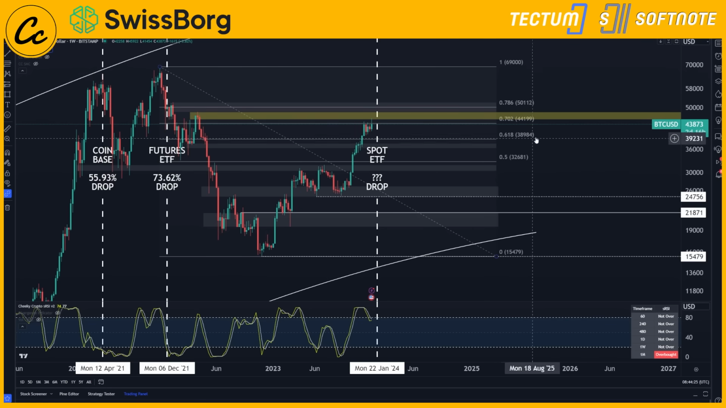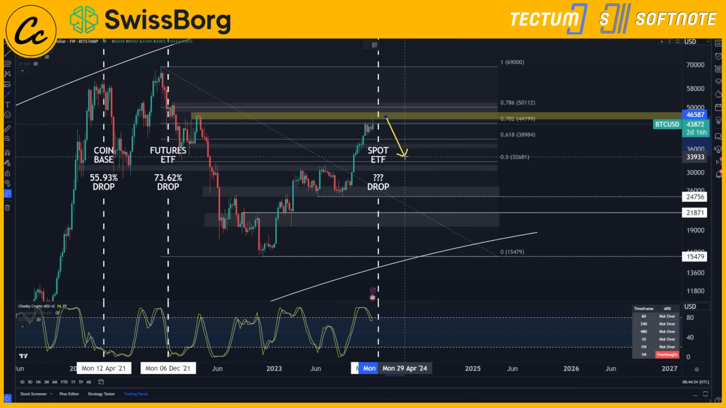Obviously, not getting a close above the 0.702 is not strong for Bitcoin. If we can get a close above the 0.702 Fibonacci retracement on the weekly time frame, then we have the ability to move towards the 0.786, which gets us that $50,000 range. Ultimately, 48k is the key area. I don't see us moving anywhere higher than that. I think ultimately this range is going to be where we find our rejection if we end up testing it again.